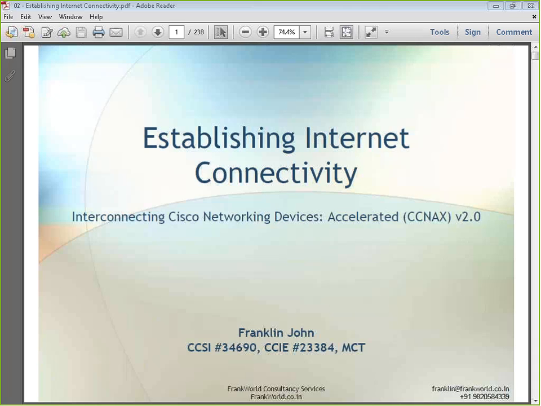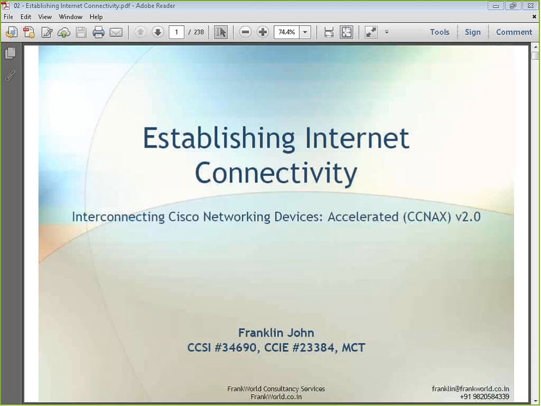Now when I say internet, we are not really going to talk about the various internet connectivity options, but in this particular module we are going to focus on the TCP/IP network layer. That is, with regards to the OSI model, we are going to focus on layer 3, the network layer. Here we are going to talk about IP addressing, the basics of IP addressing.